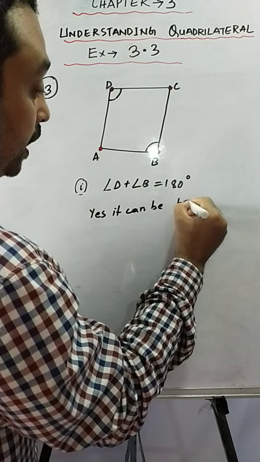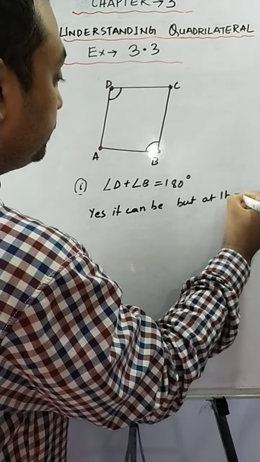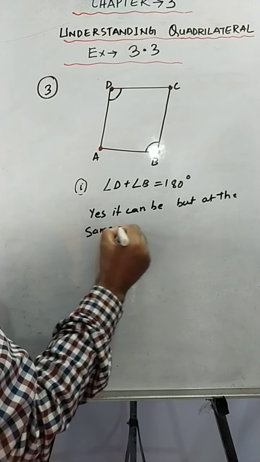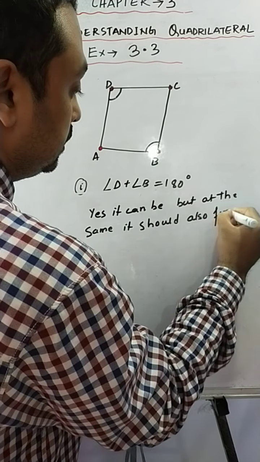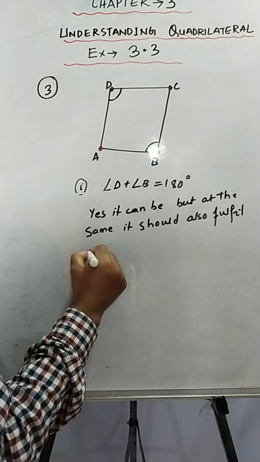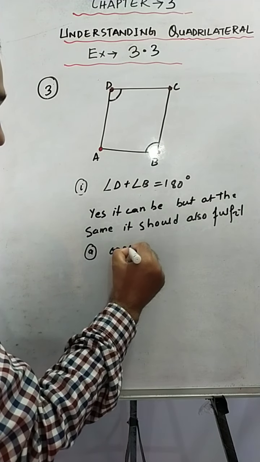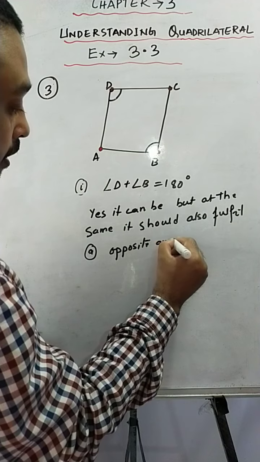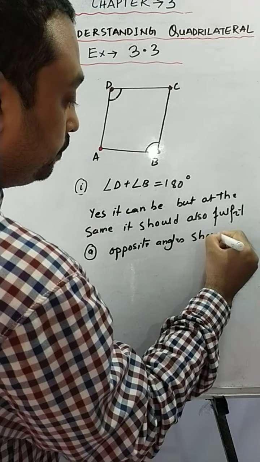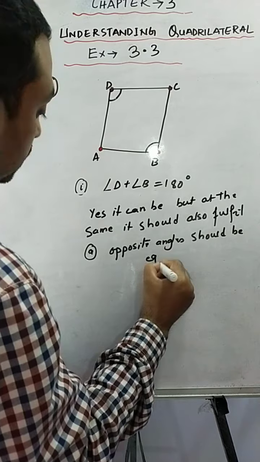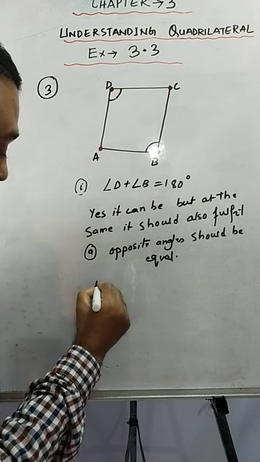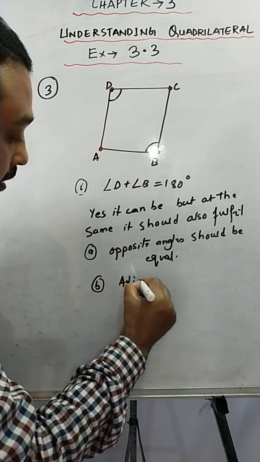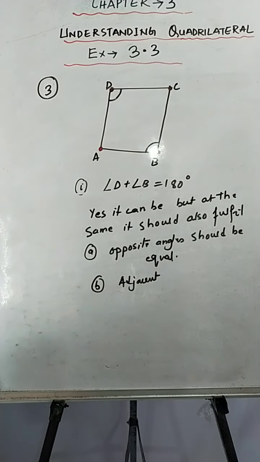It can be, but at the same time, it should also fulfill the 2 criteria. Number 1, opposite angles should be equal. Then only we can say that, based on this criteria, yes, this is a parallelogram. And what is number 2? Adjacent angles. Okay, that is, we know that in a parallelogram, the sum of adjacent angles is 180 degrees.